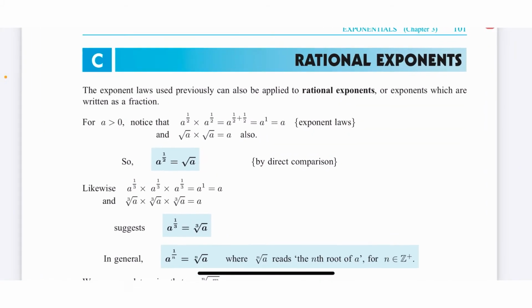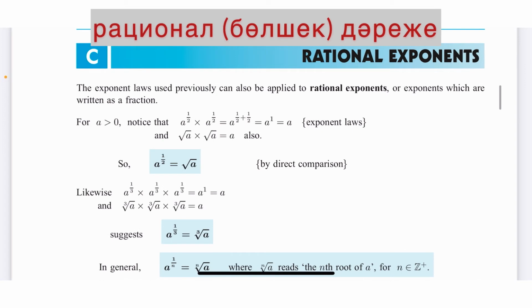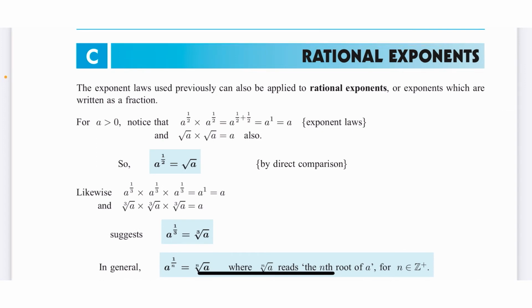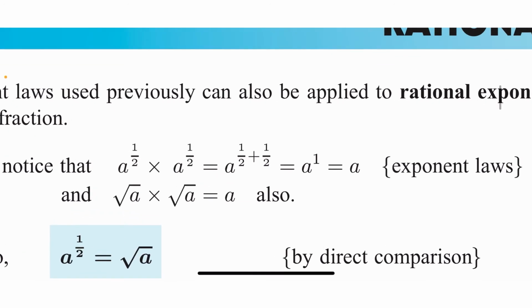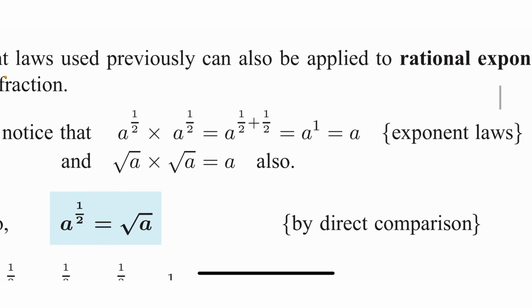Skipping to the rational exponents. The exponent laws used previously can also be applied to rational exponents, or exponents which are written as a fraction. Now look at the example, a to the power of 1 over 2 multiplied by a to the power of 1 over 2 again. Here we add their exponents, 1 over 2 plus 1 over 2 will be 1. A to the power of 1 equals a. We used here the first rule of exponent laws.